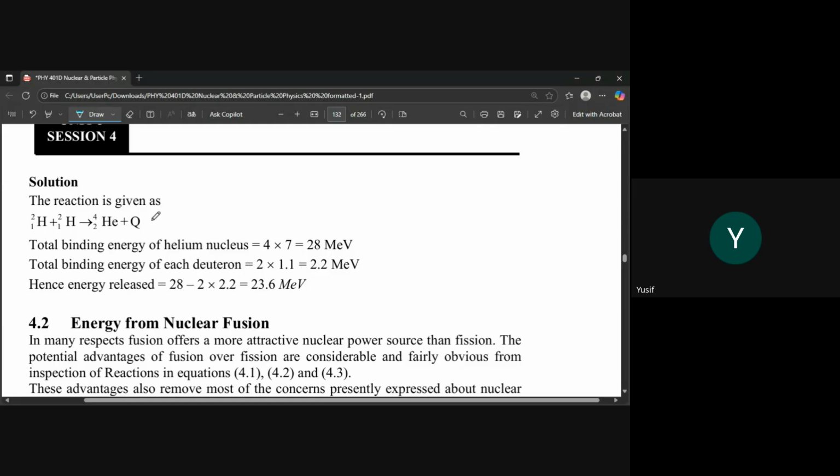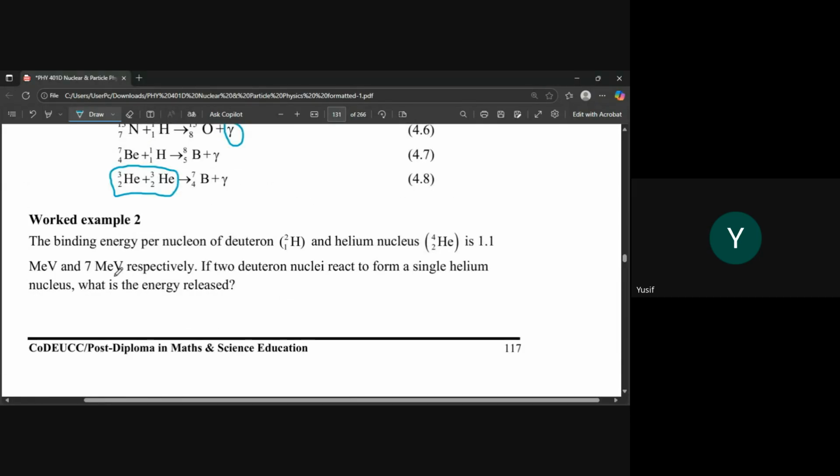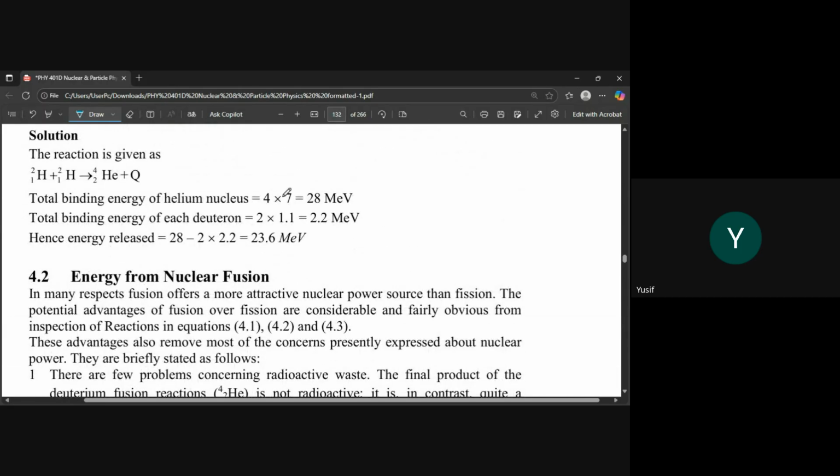So if the helium is 7, right? And that of the deuterium is 1.1. If we substitute them here, at the end of the day, we should know the excess energy that was being produced. I hope you understand what I'm trying to say. Yes, sir. Then move on to the energy from the nuclear fusion.